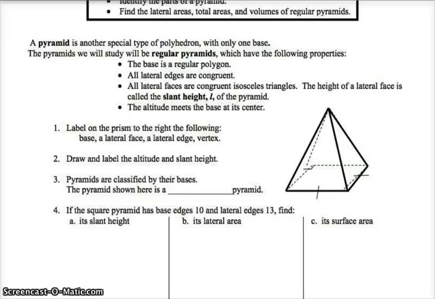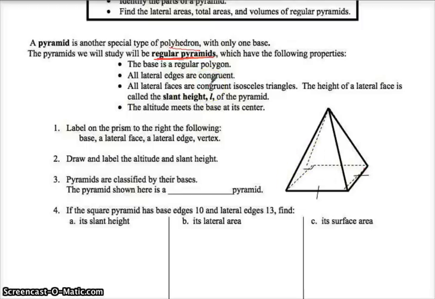So maybe a better definition, we can read this. A pyramid is another special type of polyhedron with only one base. The pyramids we will study will be regular pyramids. So that means the base will be regular. So it'll be a regular triangle, a regular hexagon, a regular square, or quadrilateral, which would be square. So the base is a regular polygon.